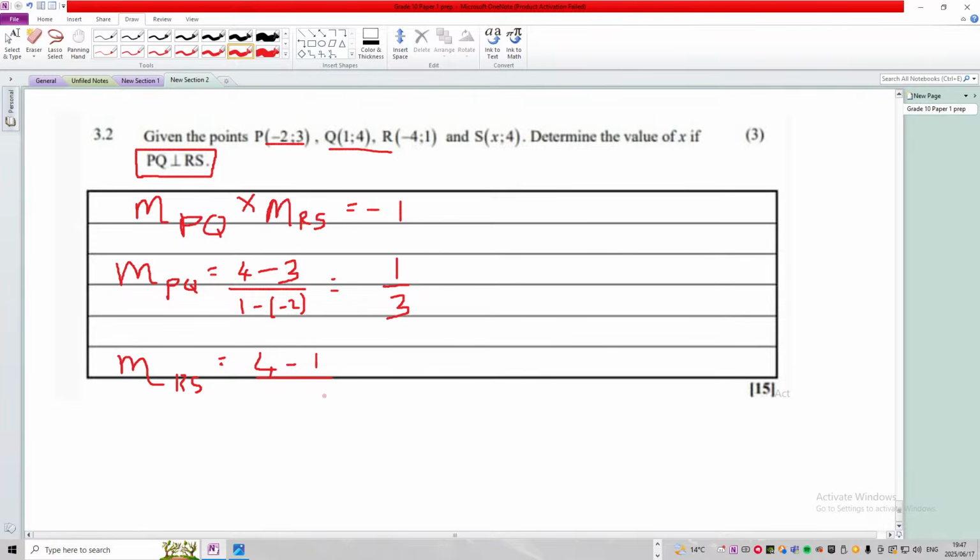Gradient should be -1 when multiplied to prove whether something is perpendicular. Yes, that is very much correct. But since they've given it to us to be perpendicular, we can create an equation for it to equal -1. So then x2, which is the x there for the S point, minus 4. Then 4 minus 1, I have 3 over x plus 4.